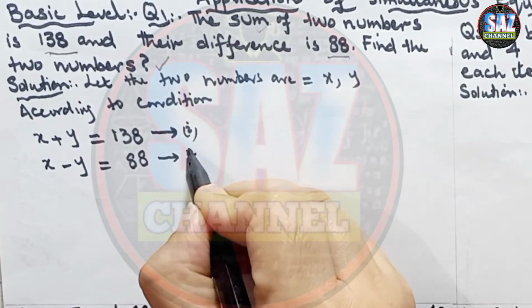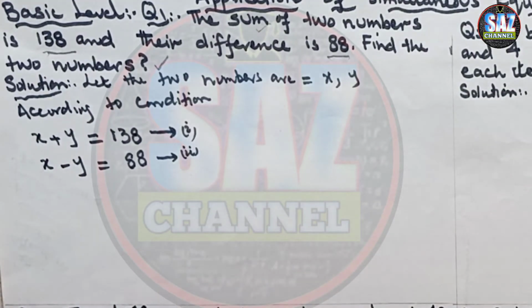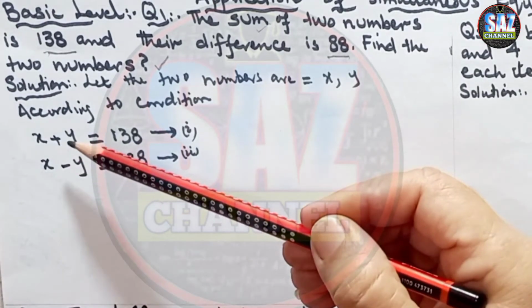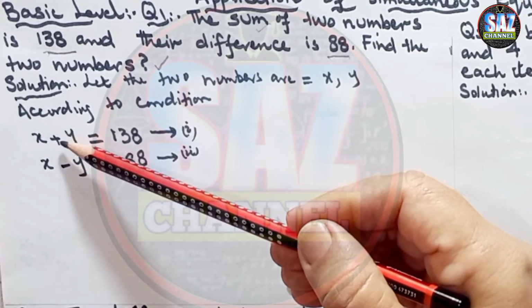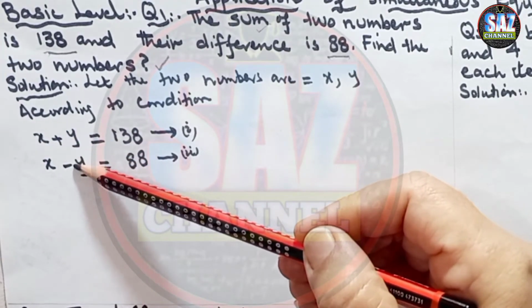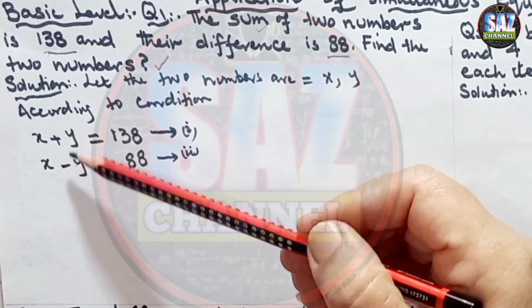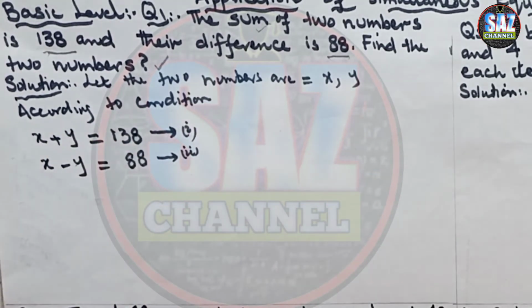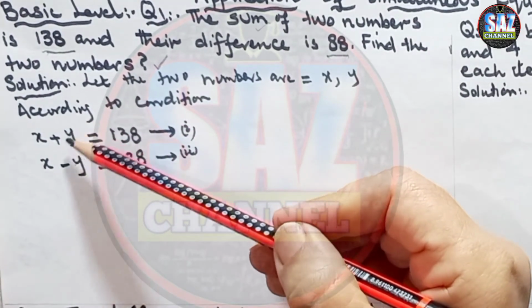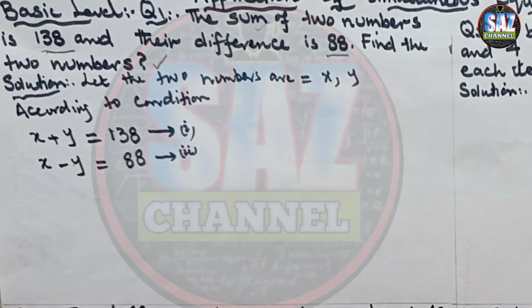Now, after making these two equations, we have to see which method is suitable for the solution of this problem. If we look at the coefficient of y, here the coefficient of y is positive 1, here the coefficient of y is minus 1. So same coefficient, opposite sign. If you find any difficulty in understanding which method, either elimination or substitution, is suitable for the solution of the problem, you have to watch the previous lesson, for which I'll give the link in the description box. So I hope same coefficient, opposite signs, we can add up the equations, and the elimination method is suitable.